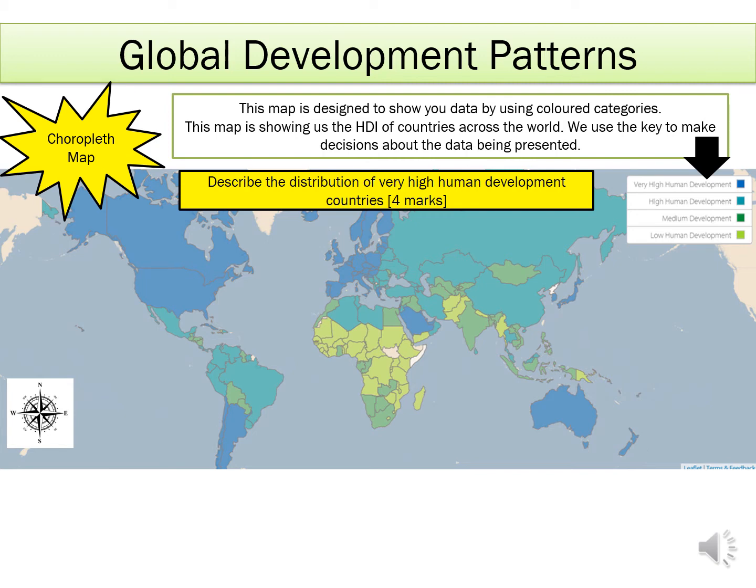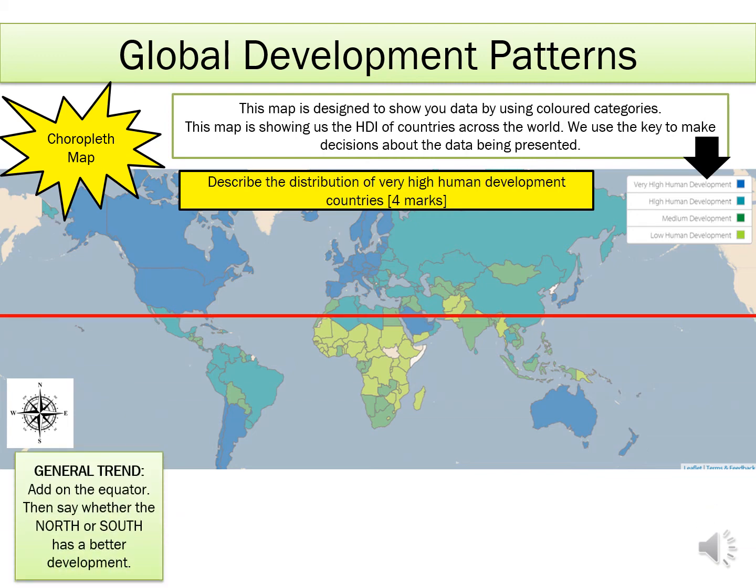When we answer these questions, we use the structure of GCSE. So if we imagine that we are answering the question, describe the distribution of very high human development countries, we would do the following. The first thing you do is you split your map in half and add on the equator. And your first sentence would be whether or not the map has better development. So generally, and then you would include which part of information you would use.